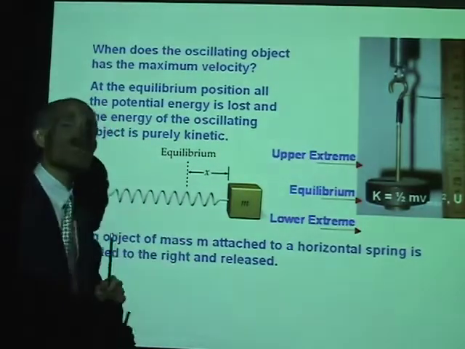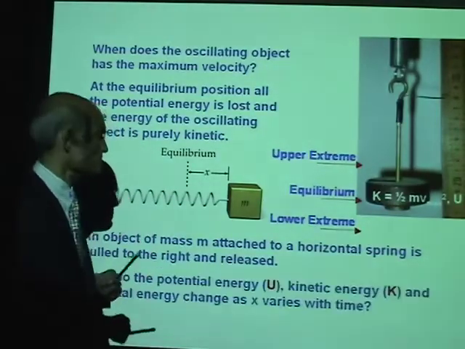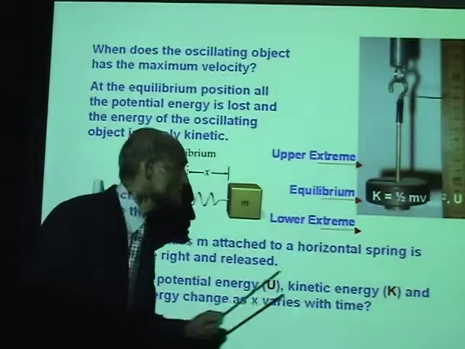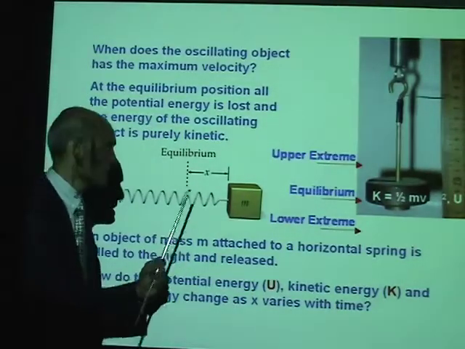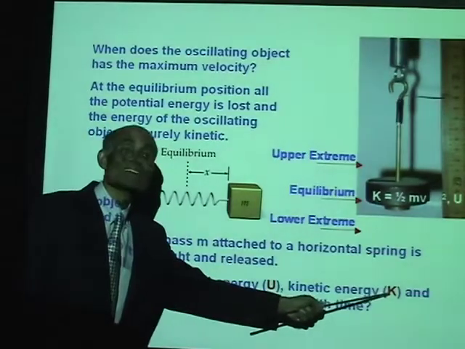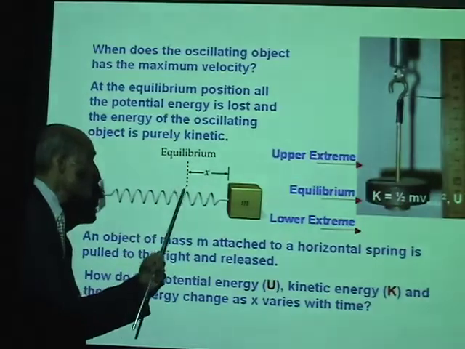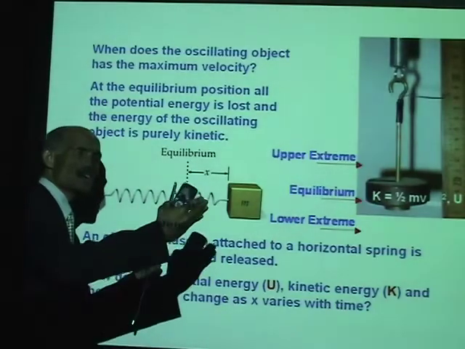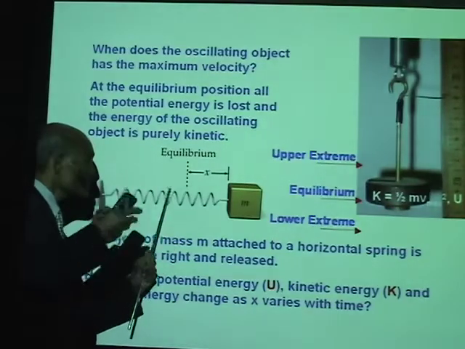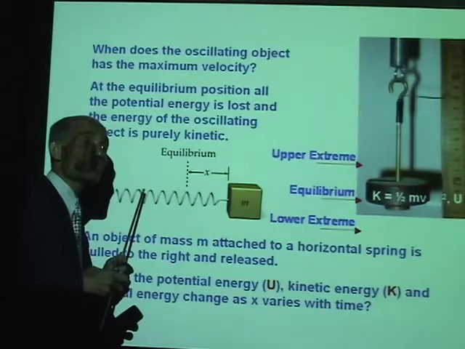Let's see how the total energy varies. Can you talk about it? The potential energy and the kinetic energy will change. At the equilibrium, all the energy is kinetic. As you move to the left extreme, that kinetic energy gradually gets less and less, and potential energy increases. At the left extreme, all the energy is potential.